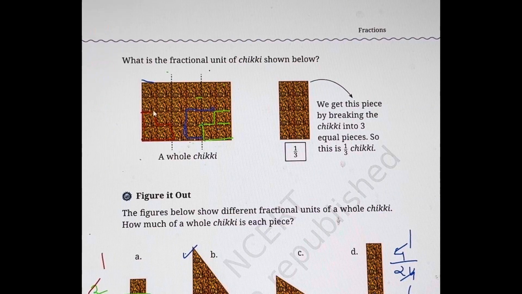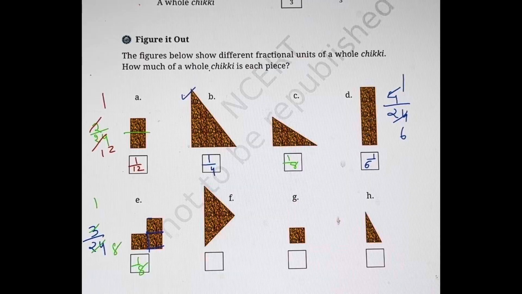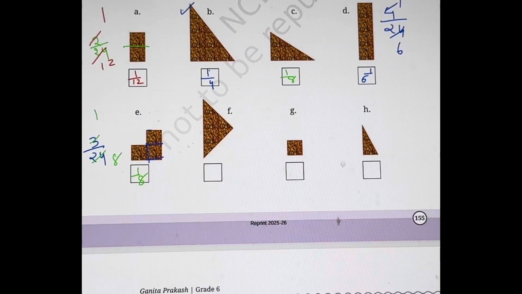In this diagram, right? So you're getting 1, 2, 3, 4 here, and 1, 2, 3, 4 similarly here. So total 8 pieces. Or the way I have explained, that you can count the smaller squares and then reduce it to 1 upon 8. So that is question number E.